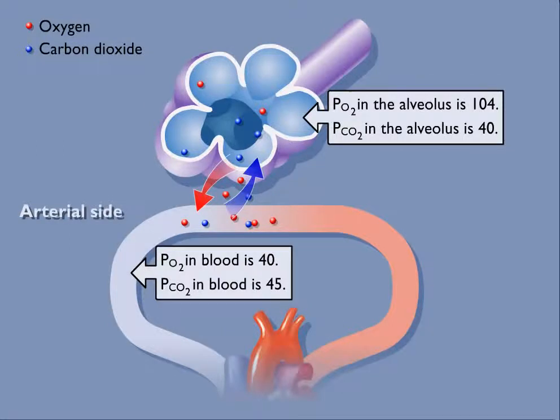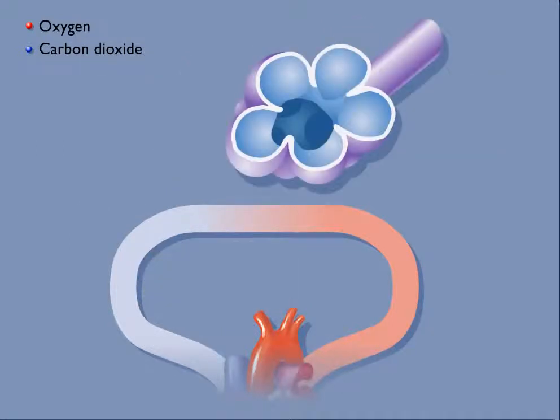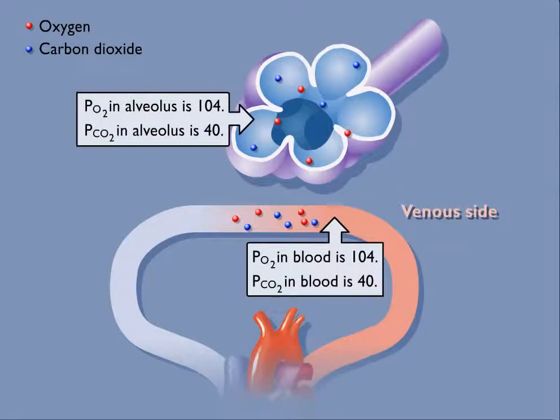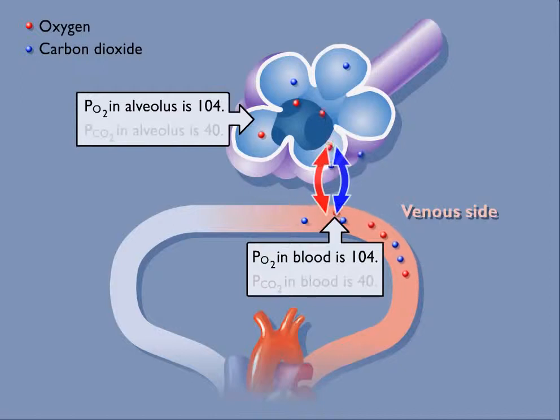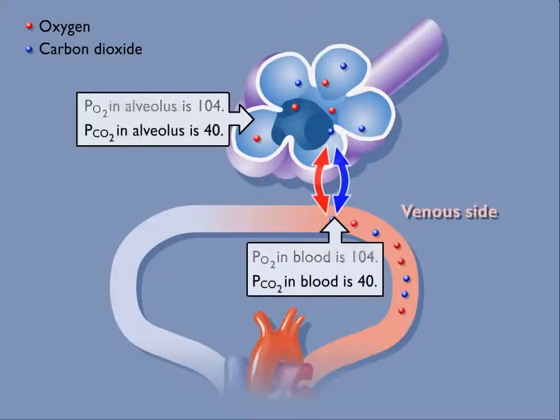Oxygen and carbon dioxide diffuse until there is no difference in partial pressure in the air and the blood. At this point, there is no more net movement of O2 or CO2. Therefore, at the venous ends of the pulmonary capillaries, the PO2 in the blood and alveoli is 104, and the PCO2 in the blood and alveoli is 40.